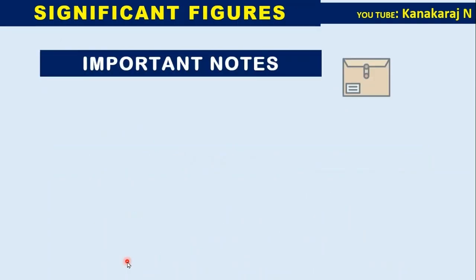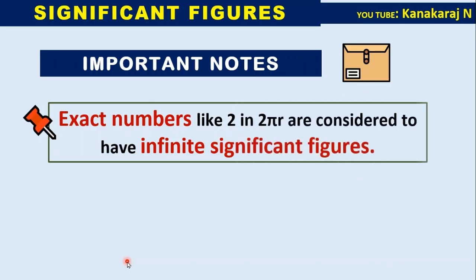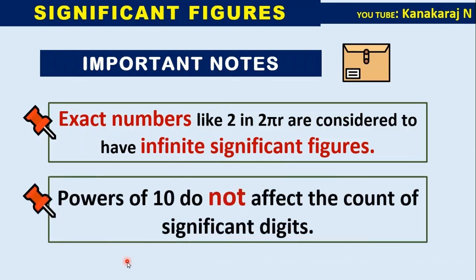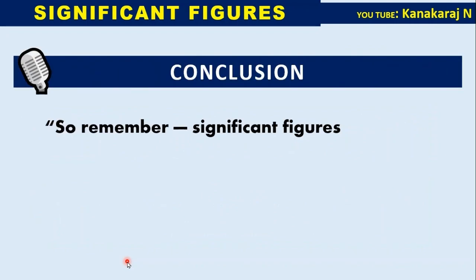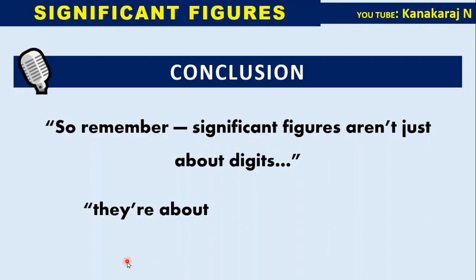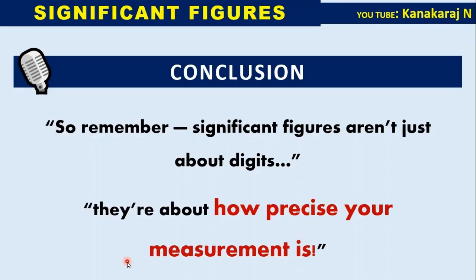Important notes. Exact numbers like 2 in 2 pi are considered to have infinite significant figures. Powers of 10 do not affect the count of significant digits. Conclusion. So remember, significant figures are not just about digits. They are about how precise your measurement is.